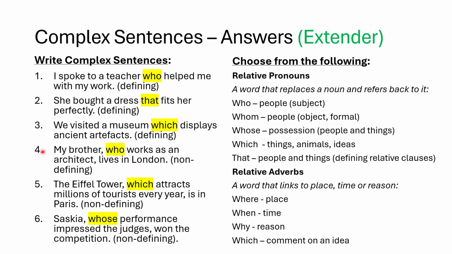4. My brother, who works as an architect, lives in London. The sentence could also read, my brother, who lives in London, works as an architect. 5. The Eiffel Tower, which attracts millions of tourists every year, is in Paris. 6. Saskia, whose performance impressed the judges, won the competition.